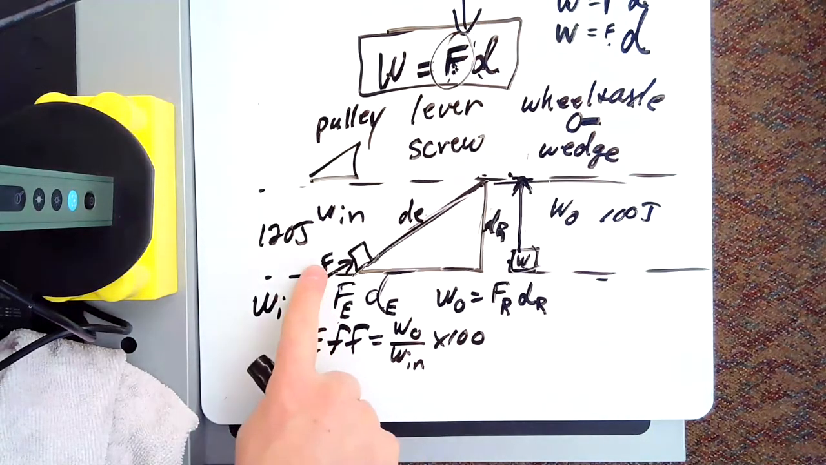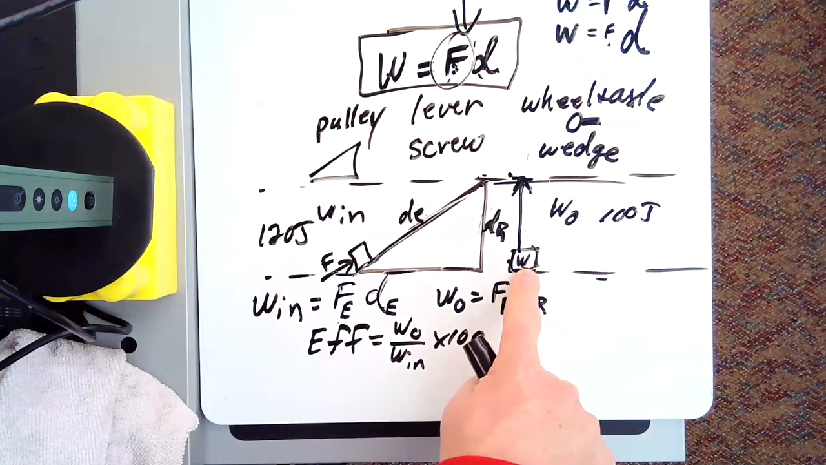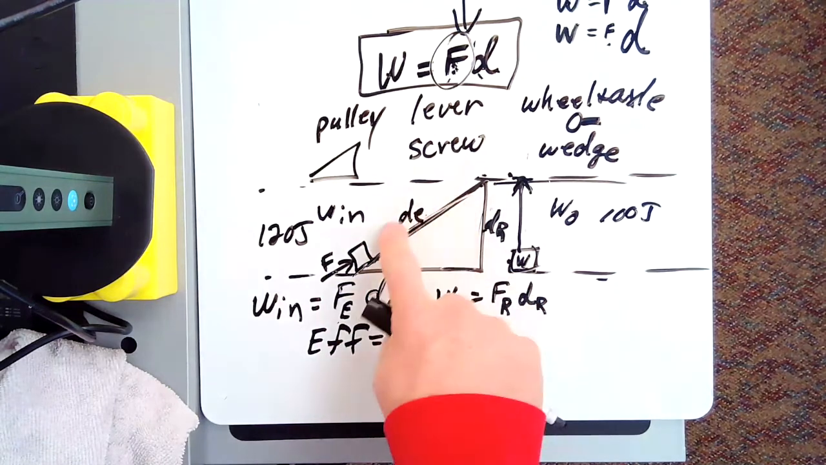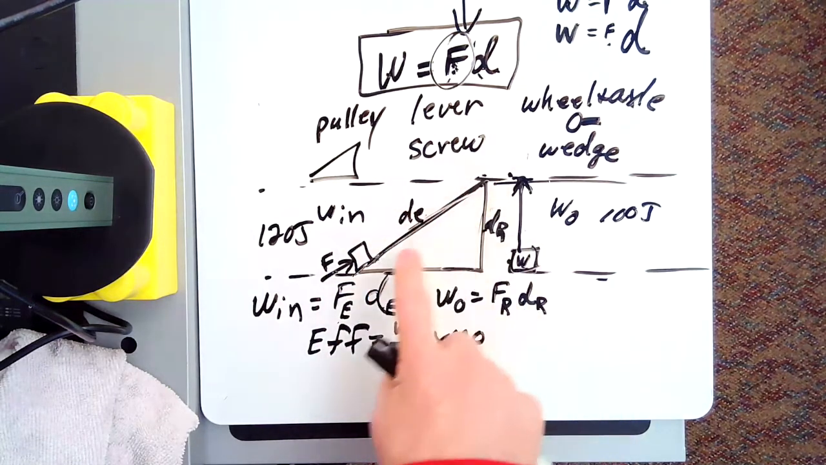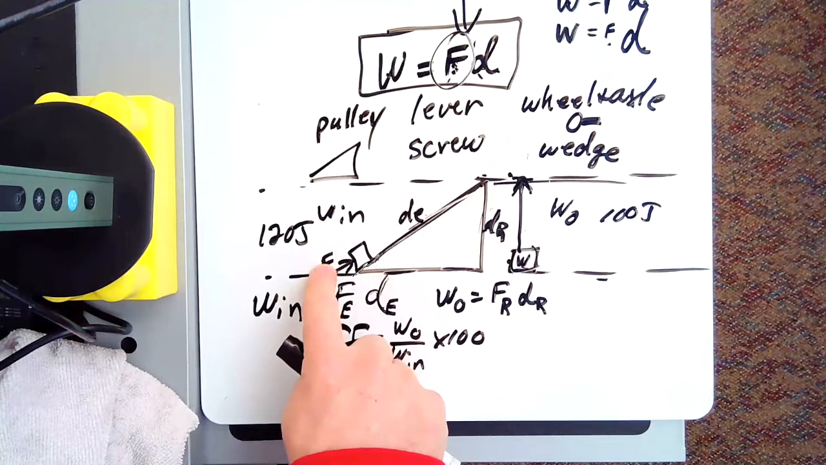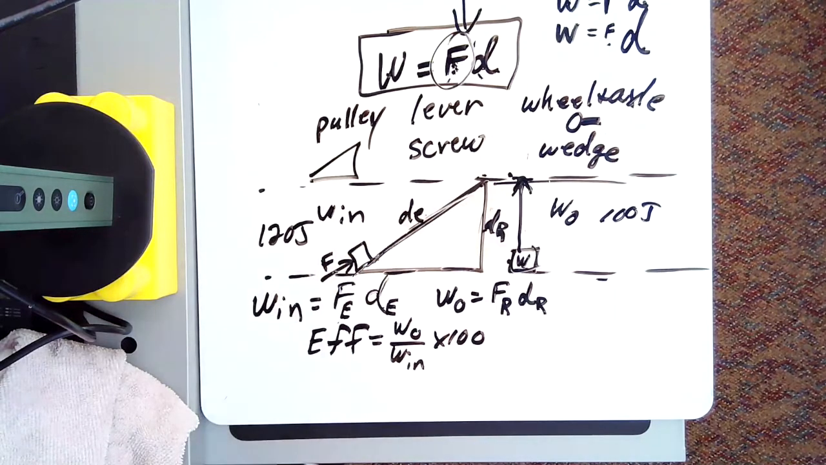So this force over here is less than that force right there. But this distance probably is a whole lot more than this. So when I multiply the smaller force times this big distance, I'm still getting more work than I'm actually going to get out of the thing. And all machines are that way. You put more work in than you get out of a machine, but we're all willing to use it because it lowers the force so much. You understand that?